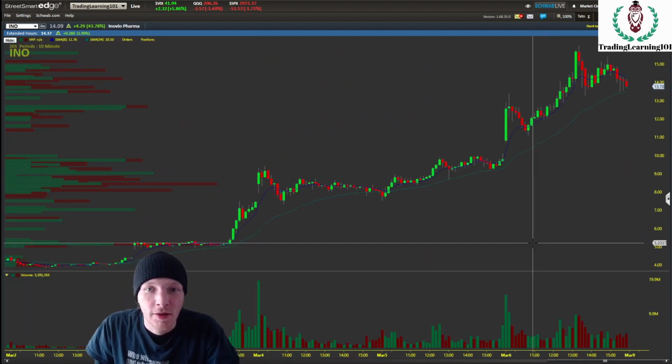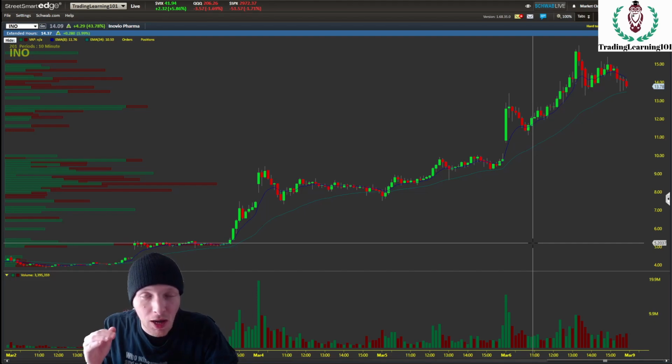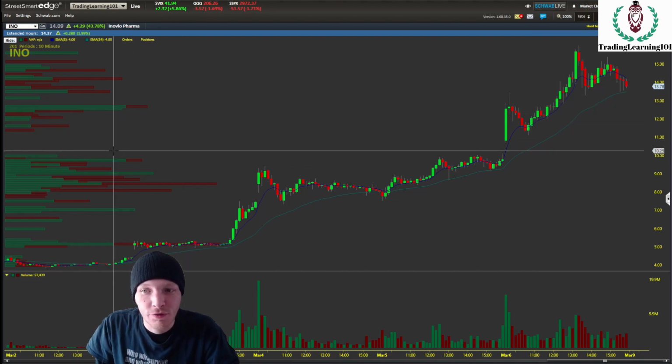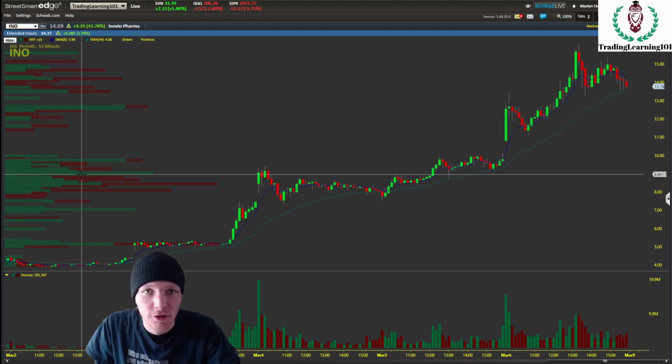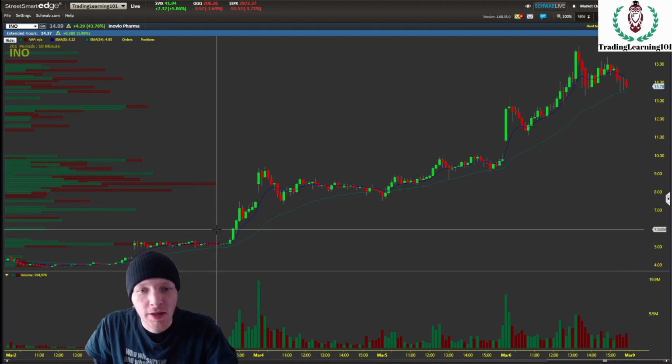Alright, moving on. Now, this is a 10-minute chart of ticker symbol INO. These volume bars right here, don't worry about those. That is just volume profile. The next part of Fibonacci we're going to go over is Fibonacci Clusters.